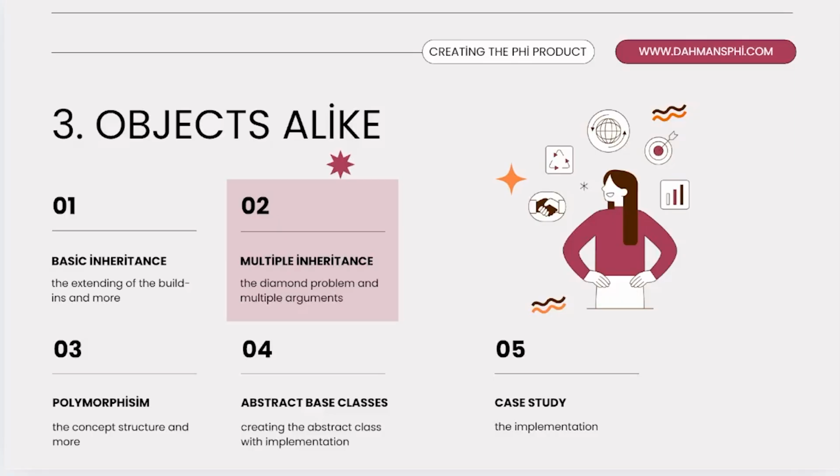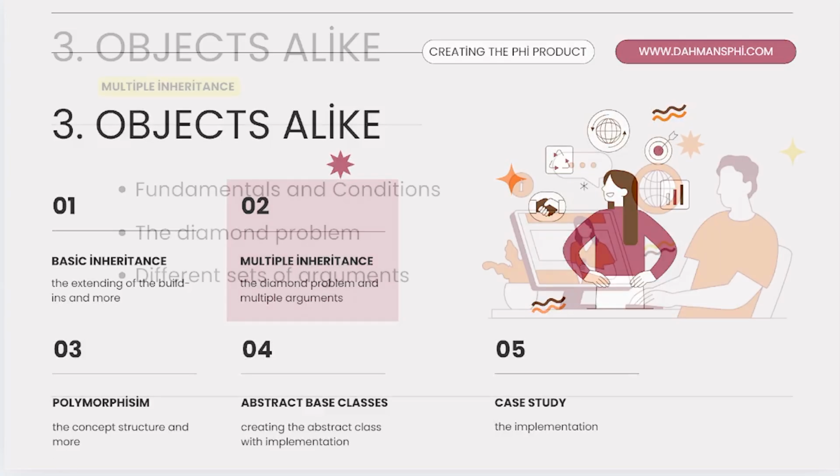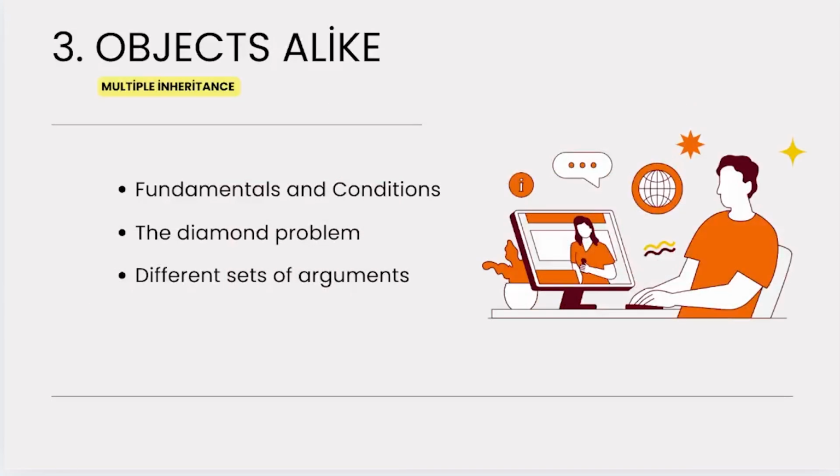Hi, welcome back. So we are in section number 2 to discuss multiple inheritance. Some of the points we're going to discuss in this outline. First, we're going to be looking at the fundamentals and the conditions when it comes to multiple inheritance. And then we will be looking at a very, very famous problem called the diamond problem when it comes to multiple inheritance. And finally, a quick discussion when we have a different set of arguments.